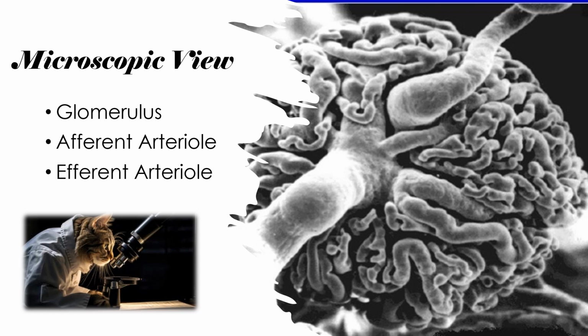Here is a microscopic view of a glomerulus. That would look kind of cool. So here's all your glomerulus, all your tufts or your fluffs, big ball of joy. And then the afferent arteriole comes through here, and then the efferent is going to be coming out through here. So it's just a cool view.